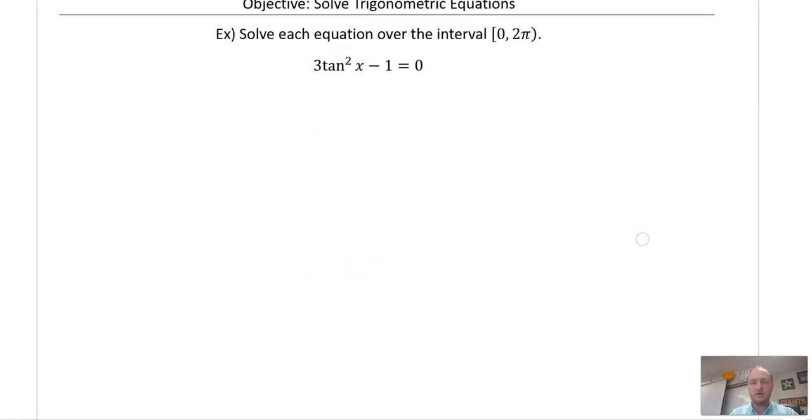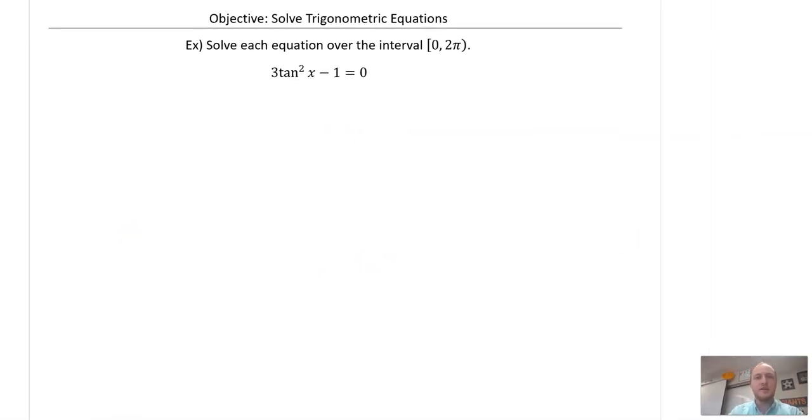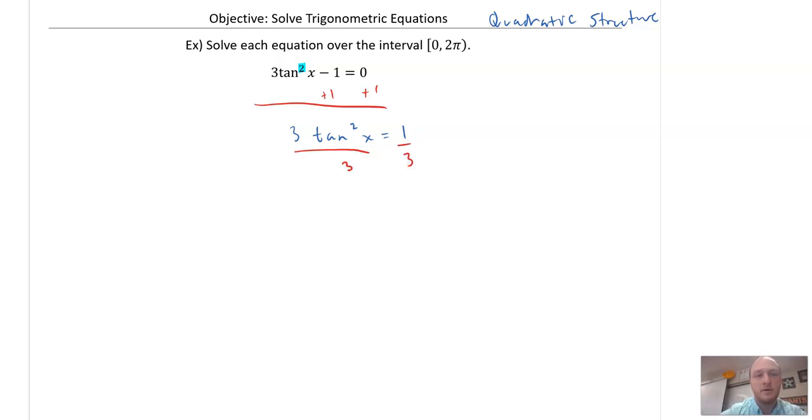Now we are going to look at quadratic structure. Again, I know that this is a quadratic structure because I have my square right here. So what I'm going to do is first note that it is in standard form, and then we're going to solve it. So I'm going to add 1 to both sides, giving us 3 tan squared of x is equal to positive 1. Divide by 3. We get tan squared of x is equal to 1/3.